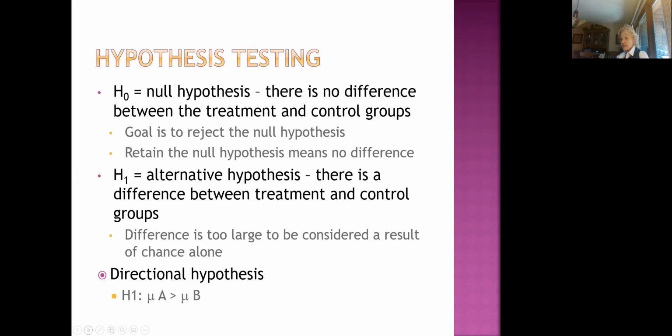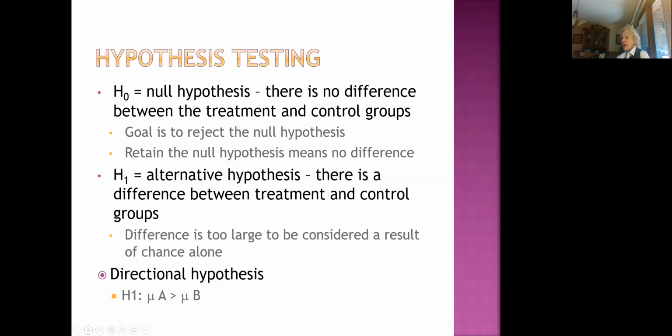So hypothesis testing, remember that we said a lot of statistics is really based on this double negative. So hypothesis testing starts with your null hypothesis. And the symbol for null hypothesis is a capital H and a 0 subscript. And that equals null hypothesis. And that means there is no difference between the treatment and control groups. And usually we want to see a difference. So our goal is to reject the null hypothesis. If we retain the null hypothesis, it means there's no difference between these groups.